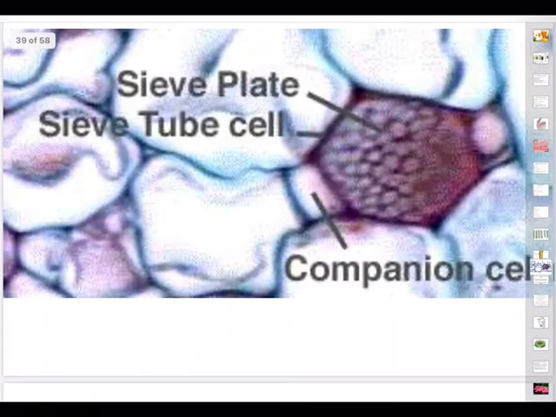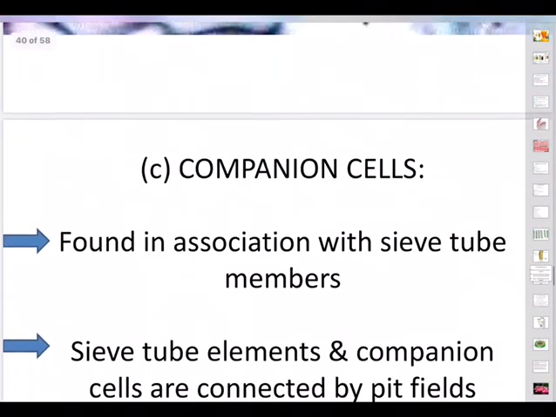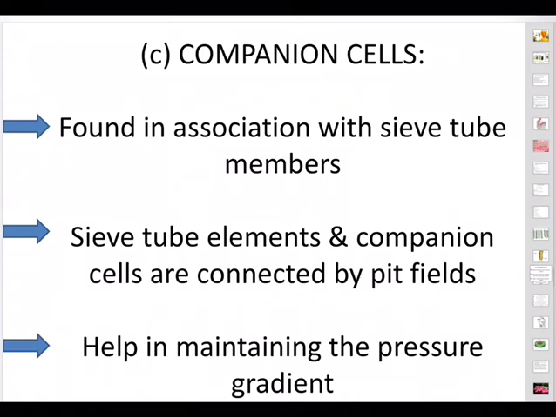Now look at the sieve plate and sieve tube and companion cell. This is when we take the section, that is TS, transverse section, we can see like this. And when you come to school and in our lab, you yourself will be taking a section and observing all this: sieve plate, sieve tubes, companion cells, xylem, phloem, etc. And then companion cells. I said you must remember, every time in UPSC as well as many exams, this will be asked. They are found associated with sieve tube members, sieve tube elements.